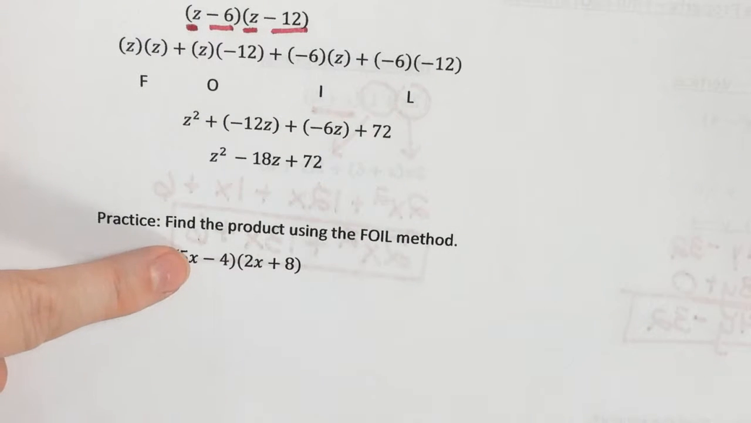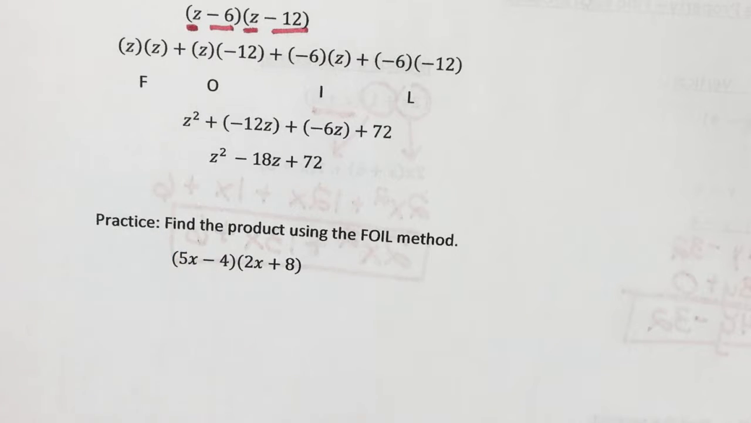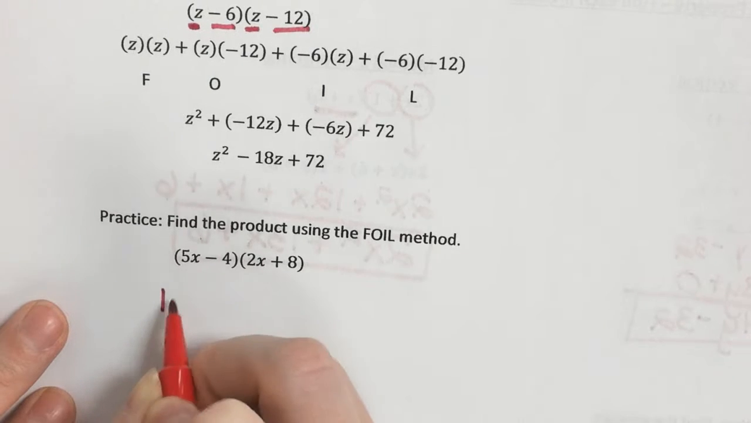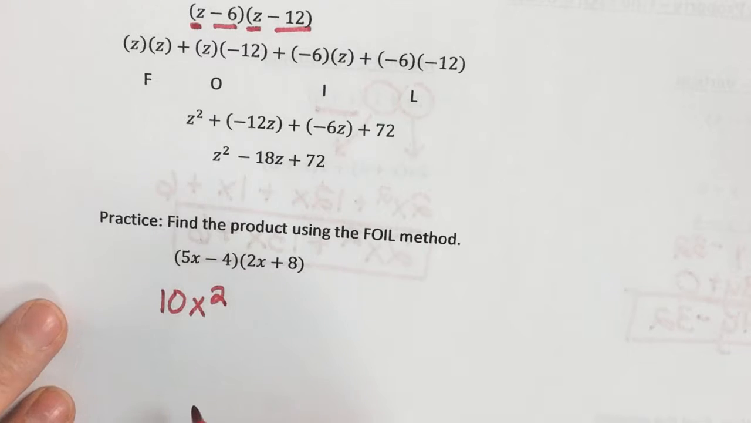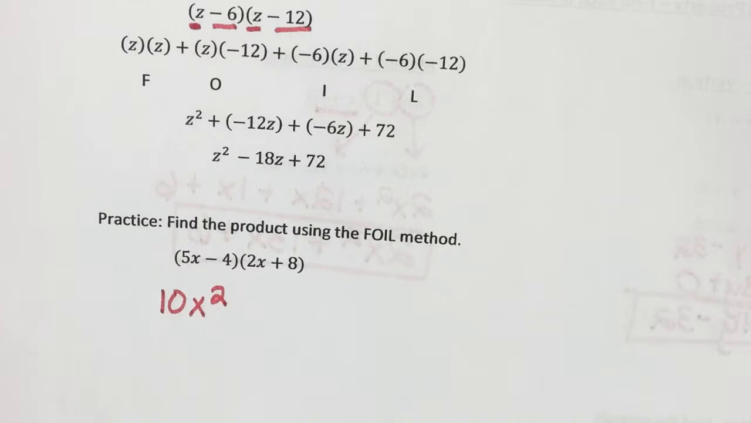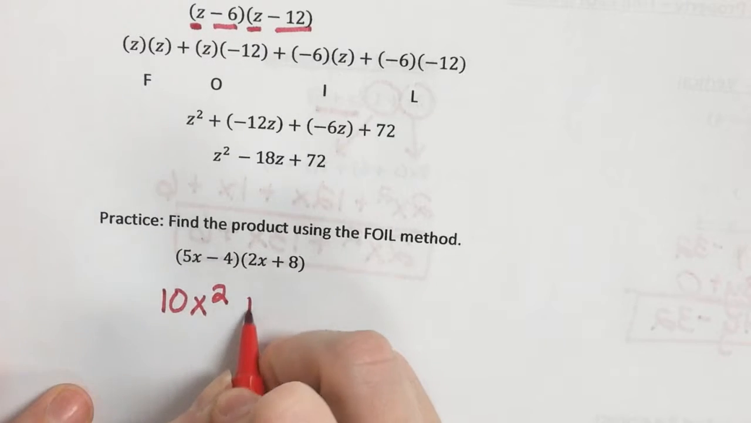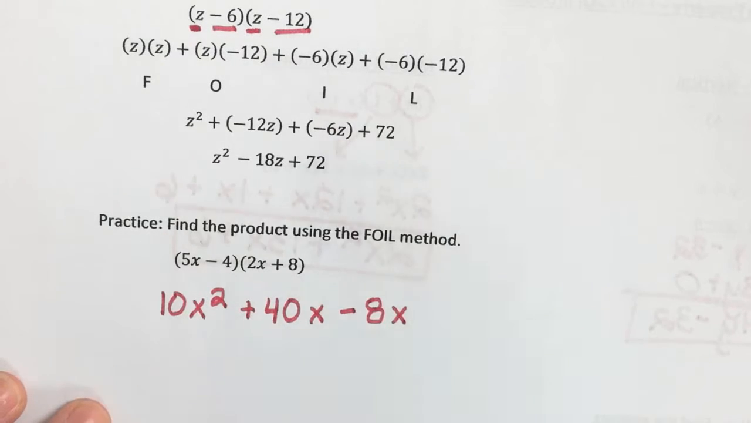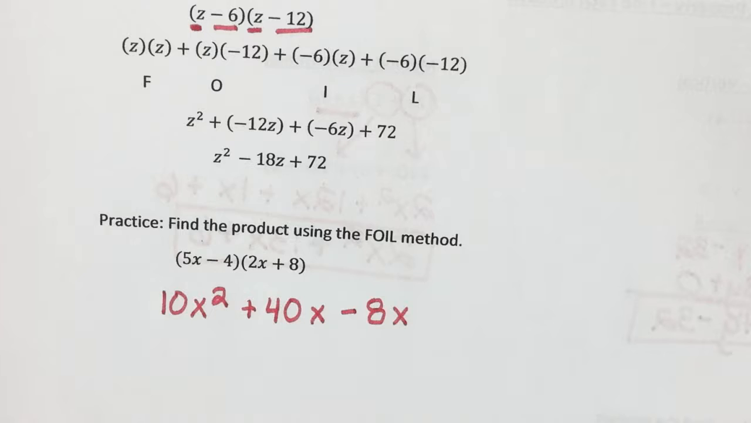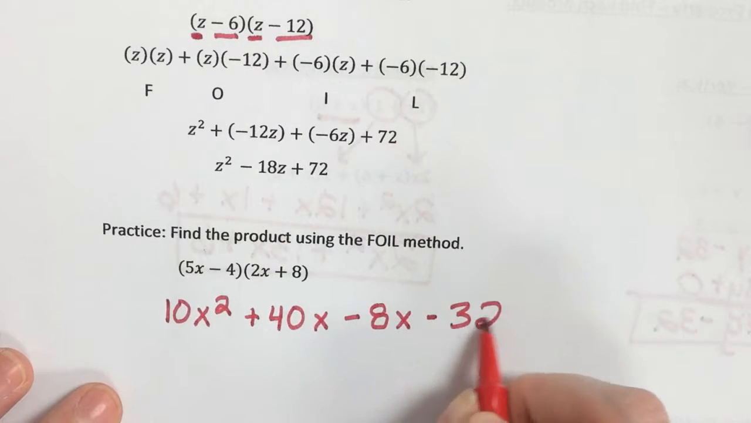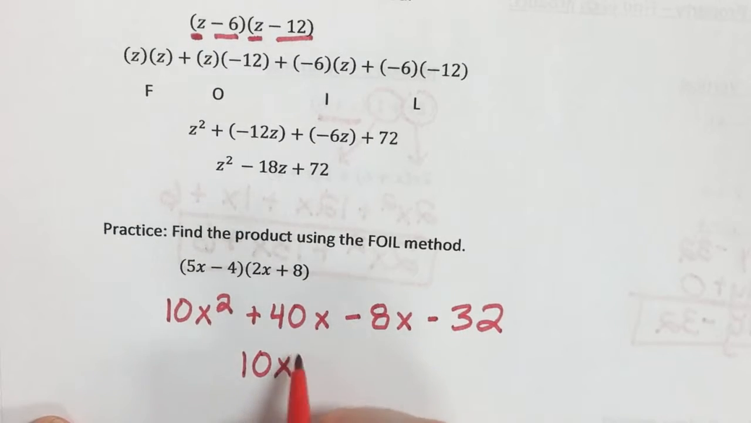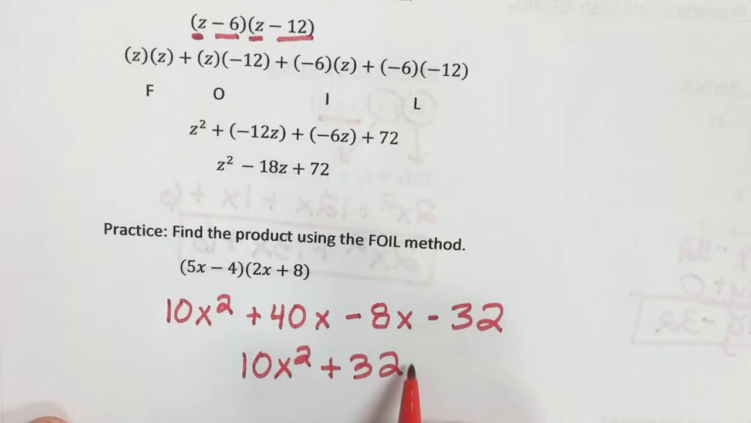So let's do this together with the full method. Okay, so first I multiply the first terms. So when I multiply 5x times 2x, what do I get? 10x squared. Okay, then O is outside. 5x times 8, 40x. Then I, inside terms, negative 4 times 2x, negative 8x. And then the last terms, negative 4 times 8, negative 32. Okay, so then I just add my like terms. That's 10x squared plus 32x minus 32.